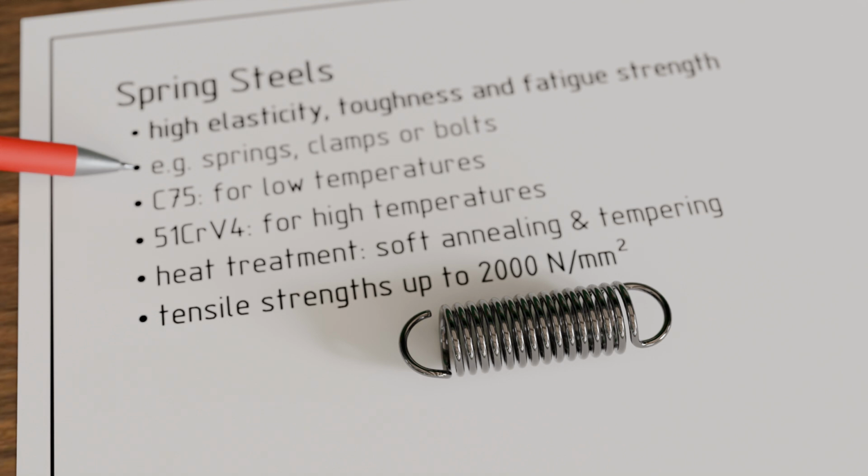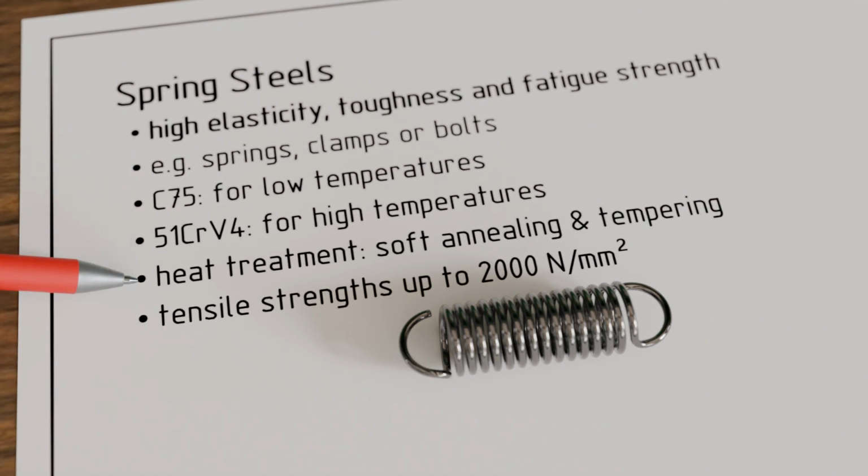A key part of manufacturing spring steel components is heat treatment. These parts are often first soft annealed and then quenched and tempered to achieve high tensile strength and toughness. Typical tensile strengths range between 1200 and over 2000 newtons per square millimeter, which is around 4 times higher than that of standard structural steels. Heat treatment also ensures that the steel retains its strength under repeated loading.